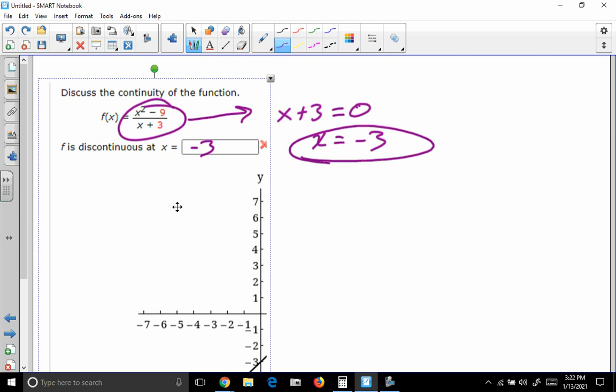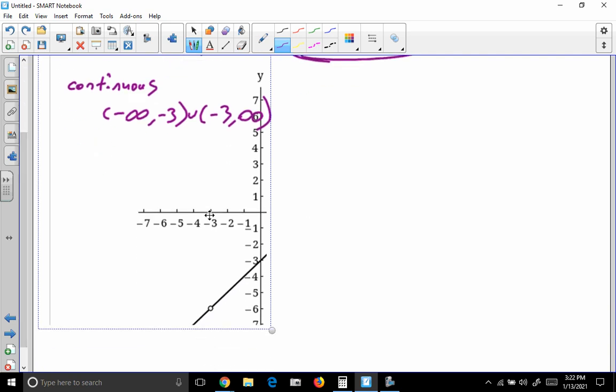It's continuous everywhere else. If it asks where is it continuous, it's continuous from negative infinity approaching negative 3, and negative 3 to infinity. If we were to look at the graph, notice at negative 3, it's not an asymptote, it's a hole. We have a hole in the graph there.